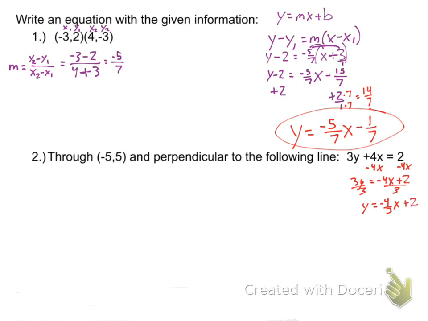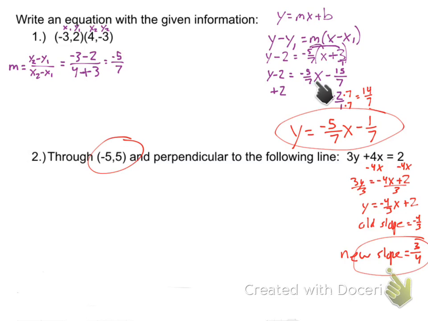What's the slope of the original line? It's right in front of you guys. What's the slope of the original line? Negative 4/3. This is the old slope. Old slope equals negative 4/3. What's the new slope going to be? Opposite, reciprocal. What's it going to be? 3/4. So you're going to now use this slope and this point, using this process again.